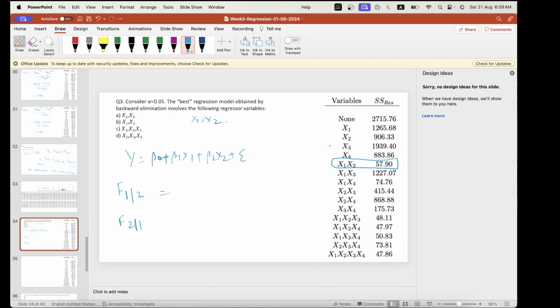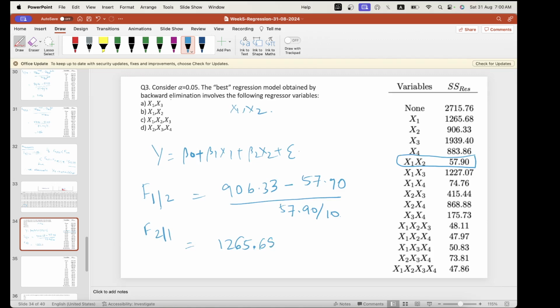One setting beta 1 to 0, we have 906.33 minus 57.90 divided by 57.90 by 13 minus 1 to 3, so it would be 10. Okay, and this one would be 1265.68 minus 57.90 by 57.90 by 10.